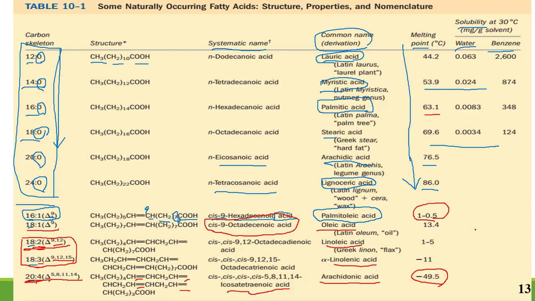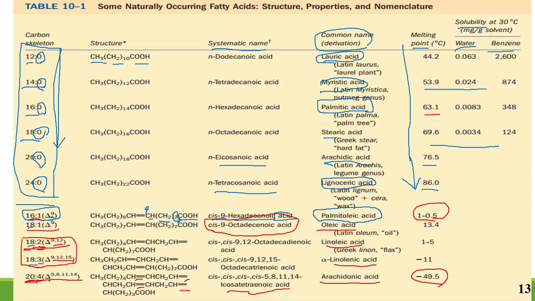Okay, what must we know related to this table? The delta system starts with the number of carbon, and then the number of double bonds or unsaturated carbon, and also the position of the double bond. When you have a zero in double bond, it means it is a saturated fatty acid. The most known saturated fatty acids are lauric acid, myristic acid, palmitic acid, stearic acid, arachidic acid, and lignoceric acid, with which increasing the number of carbon gives an increasing melting point and also decreasing solubility.